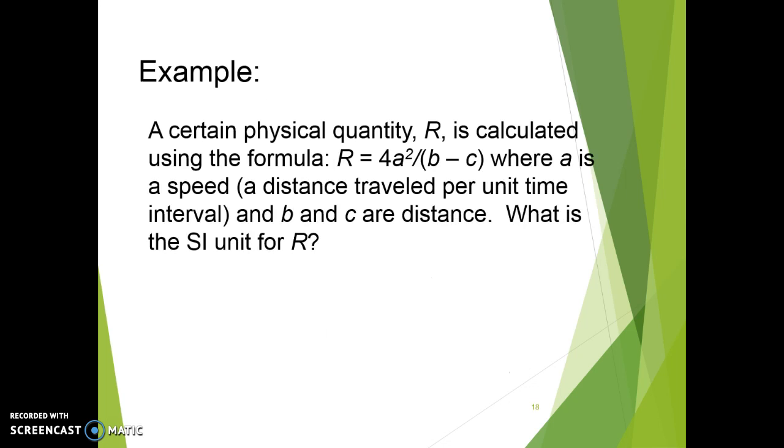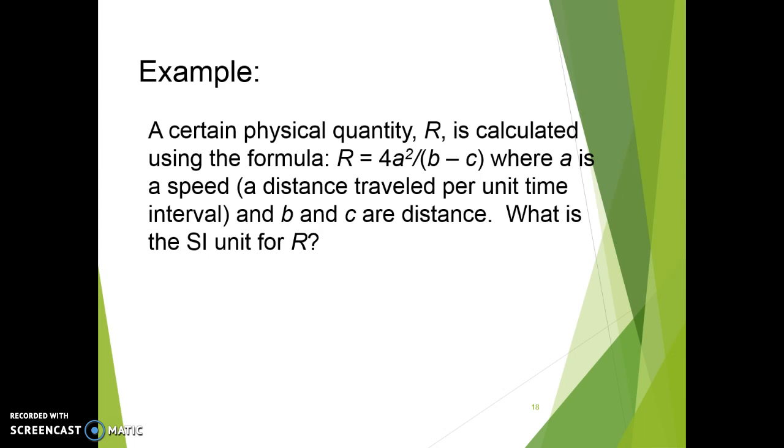All right, so let's try an example. So imagine there's some physical quantity that has a value we're going to call r. And there's an equation where we calculate r. So r is equal to 4a squared divided by b minus c. a is a speed value, so again, distance per unit time, and b and c are both distances. And so I want you to tell me then, what are the SI units for r? Again, pause the video, try it out, and then we'll check and see if you're right.